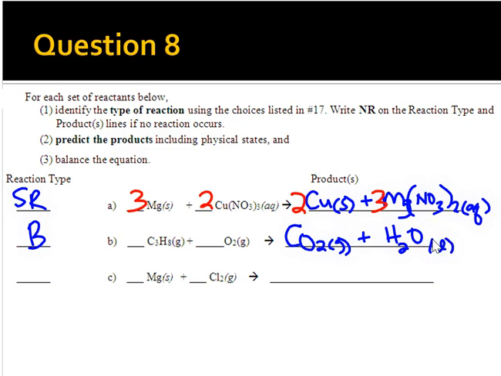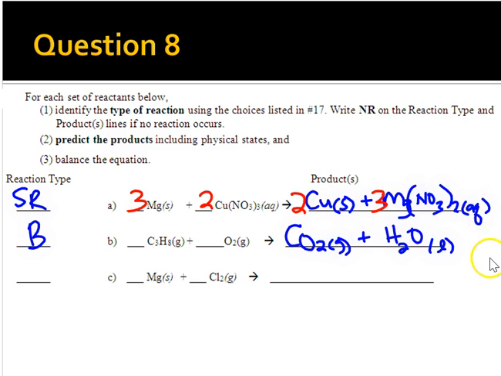Some books will have water in the gas phase. Technically, that is more correct because when you combust something, the water is immediately turned into steam, but then it quickly condenses. So you might see water written as liquid, or you might see water written as gas. I accept both, so you can do whichever one you want.